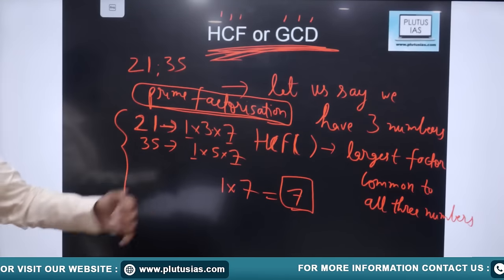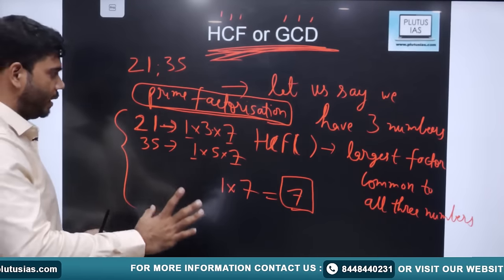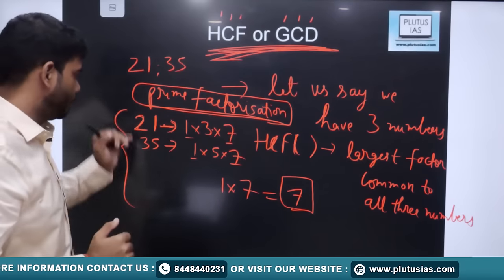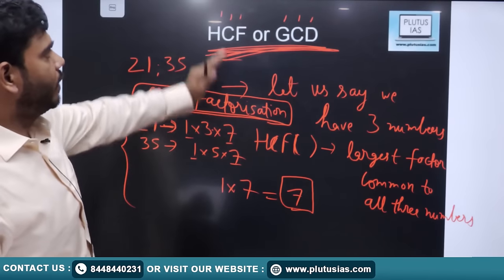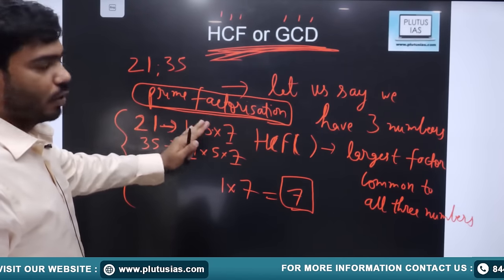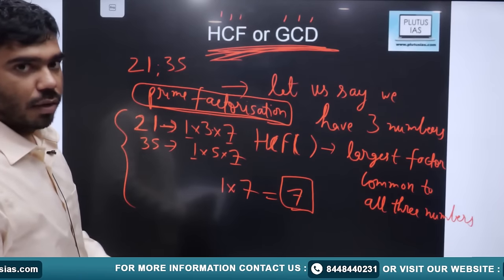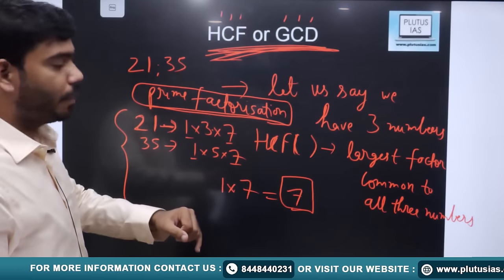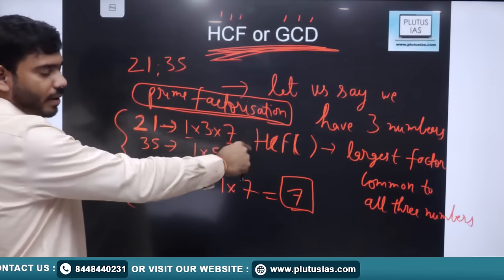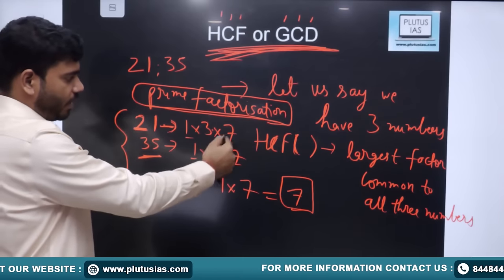So this is the standard method. How do we find the HCF of two numbers? I'll repeat the whole process again. Initially, we have two numbers, 21 and 35, and we need to find the HCF of these two numbers. So we did the prime factorization of both numbers. Prime factorization is taking the factors of the number, only considering the prime factors. In 21, the prime factors are 1, 3, and 7. And in 35, the prime factors are 1, 5, and 7.